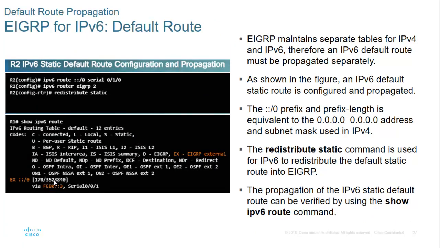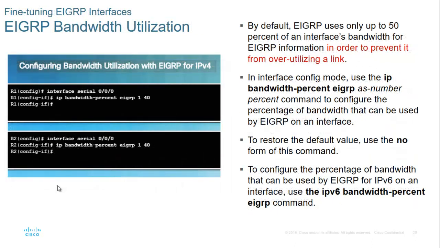For IP version 6, it is similar. Okay, we have the static route, and then within the router configuration, we type redistribute static. And it will come out in the routing table like this. This is the external route, this is the default route, and where it was learned from.